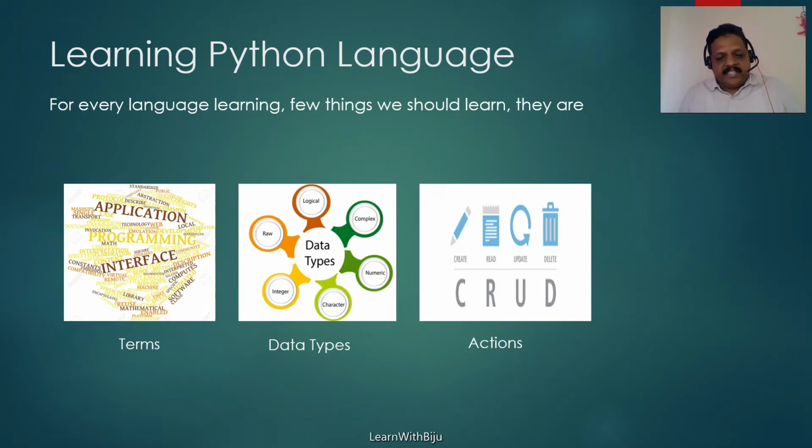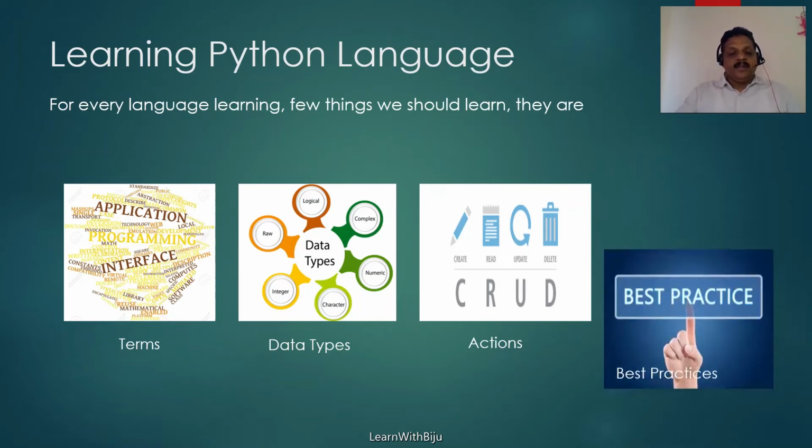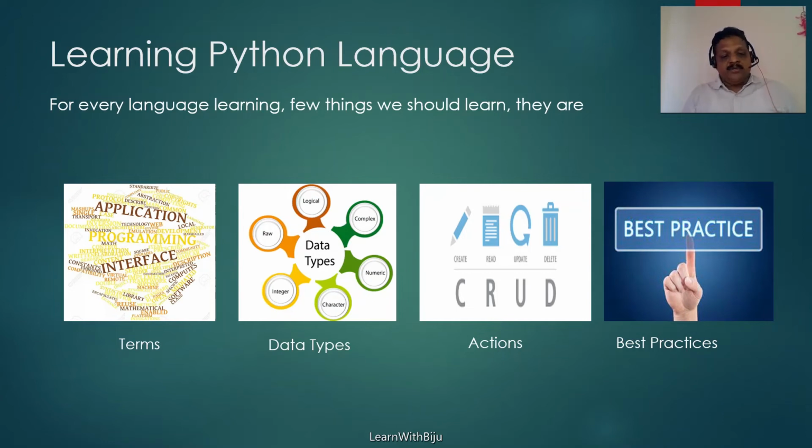The third thing is actions. In any application you will come across some actions. The most common one is CRUD operations: create, retrieve, update, and delete. In any database application, you will encounter these actions. So let's learn some of these actions also. Finally, when you know terms, data types, and actions, when you know programming, you should know best practices.